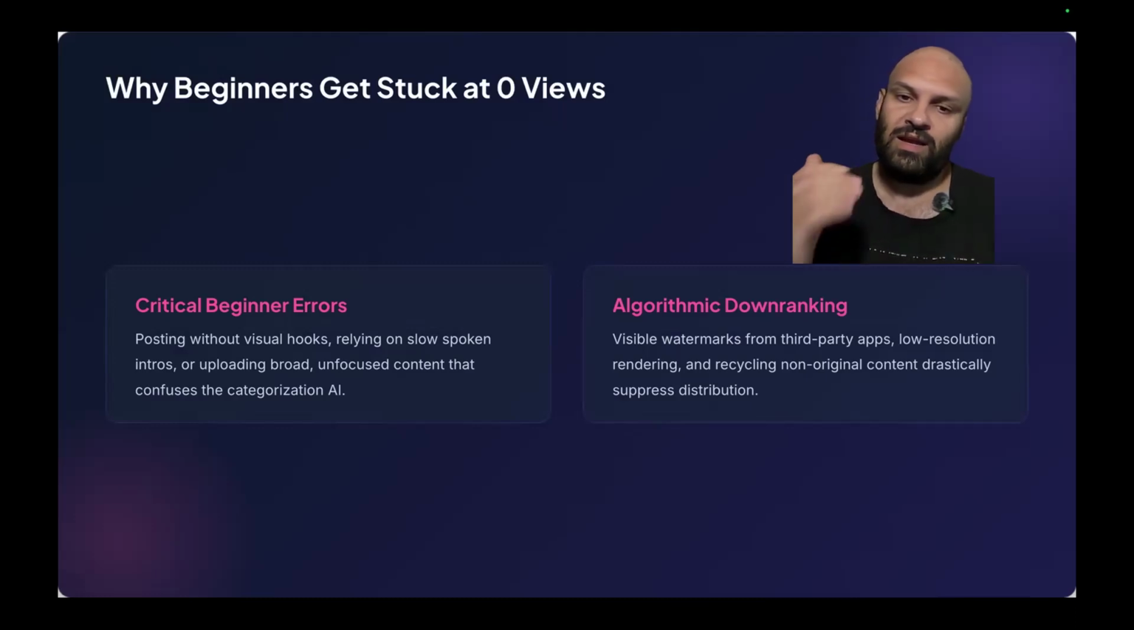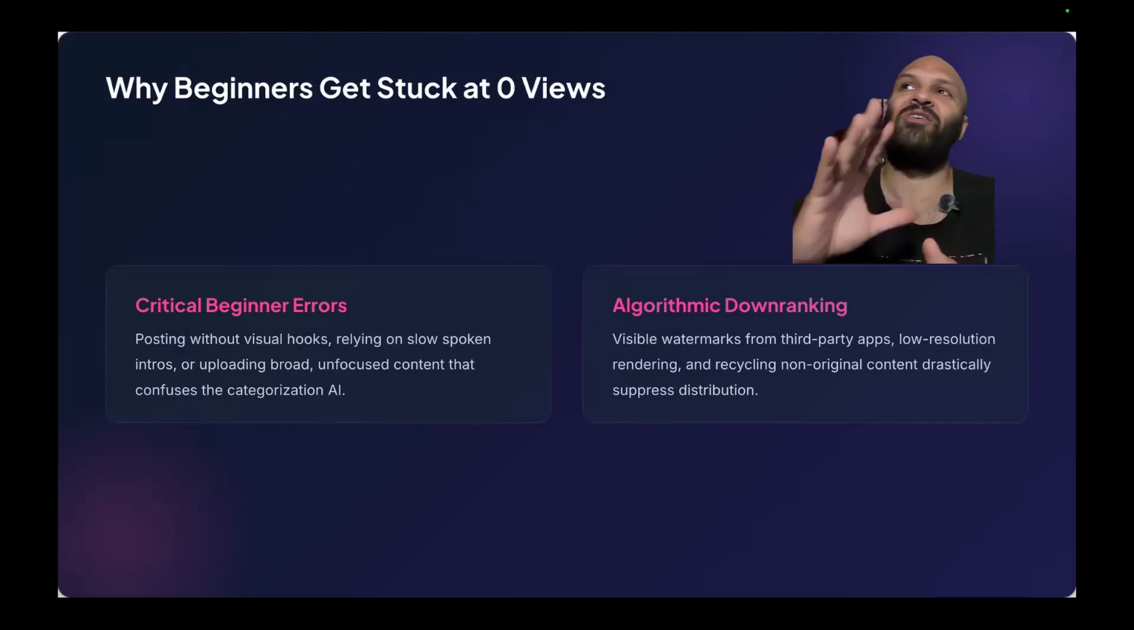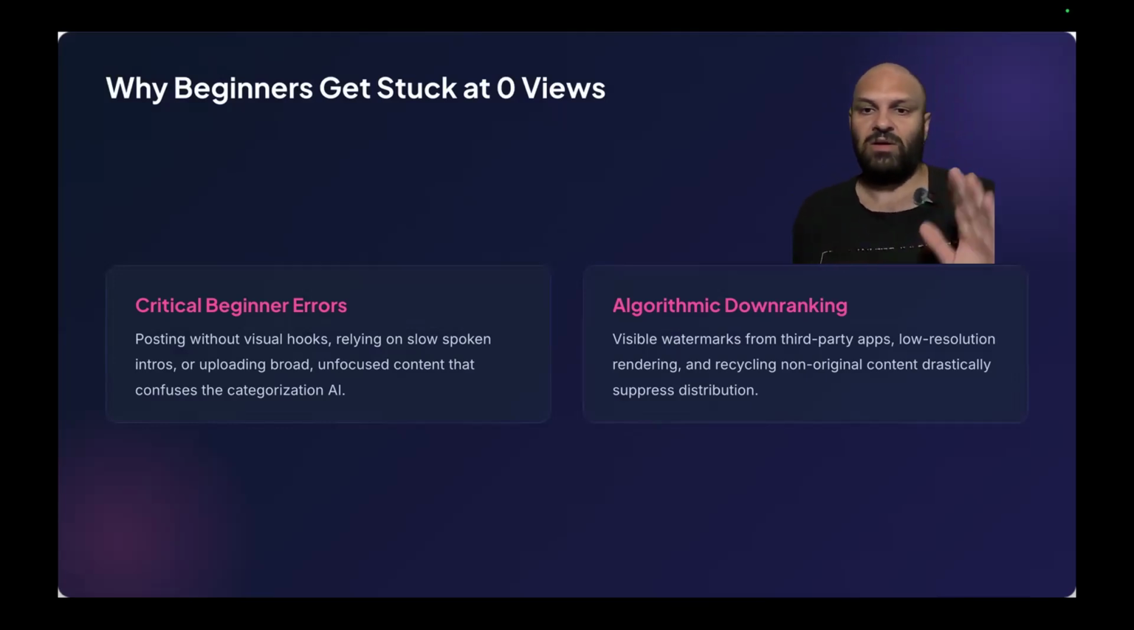And the algorithmic down-ranking now: visible watermarks. So it comes from TikTok, right? From YouTube, third-party apps, low resolution. That's the worst. Okay, I know low resolution videos are on their own a different niche, but don't do this to yourself. Okay, now non-original content as well.